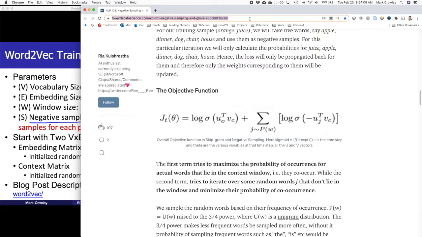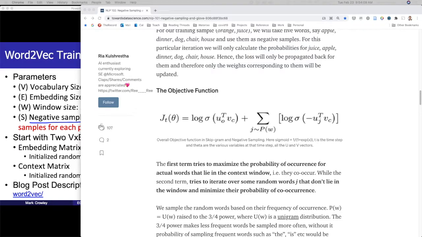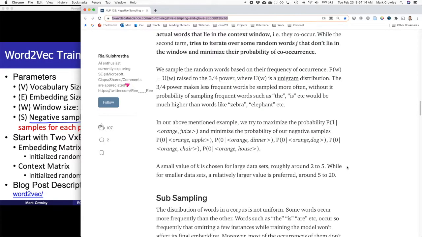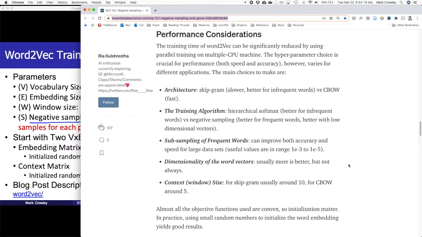This was also another good article just about negative sampling in particular, I'll post the link, and it had a bit more information about how that process works.